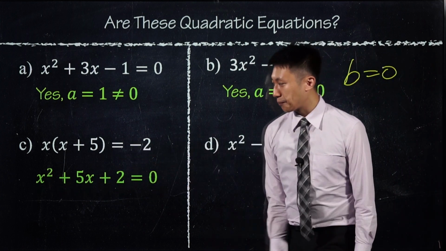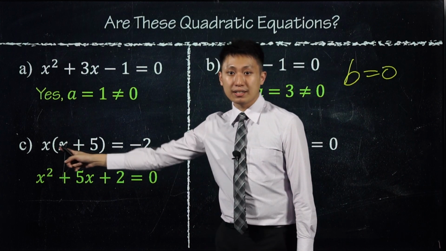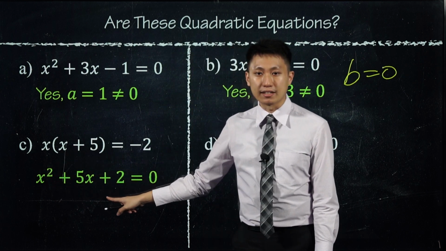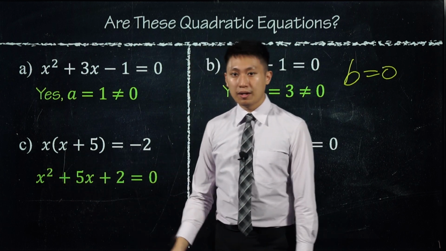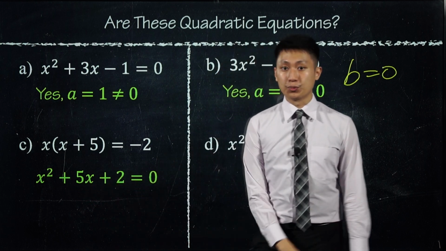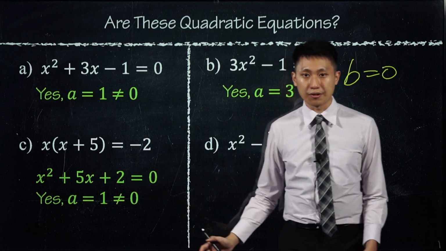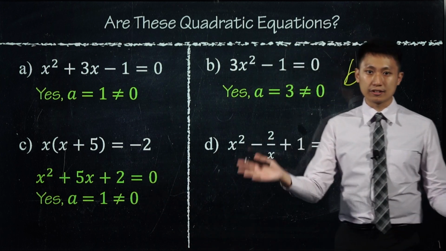Next, we look at this one. What we have to do is multiply them out and see it in this pattern. So you can tell a is 1, b is 5, c is 2. And it is, yes, because a is equal to 1, not equal to 0, and you have x squared, x to the power 1, and constant.